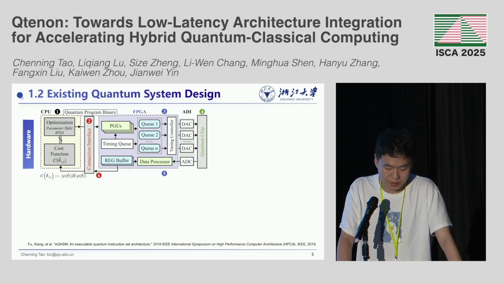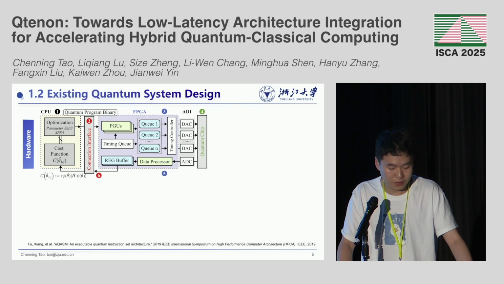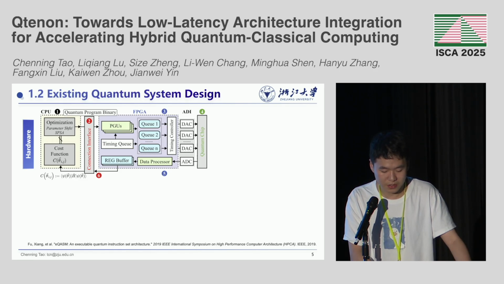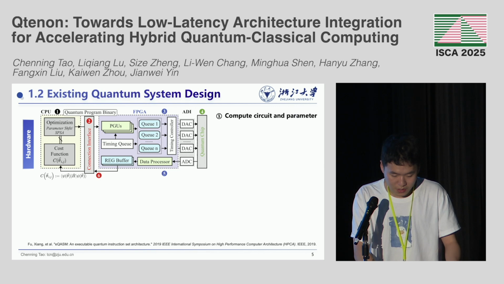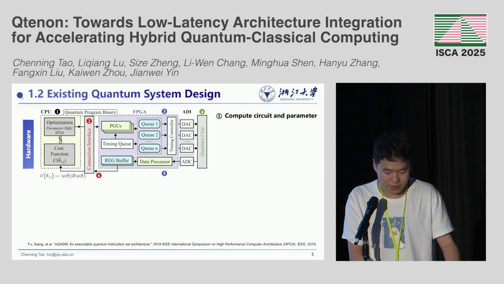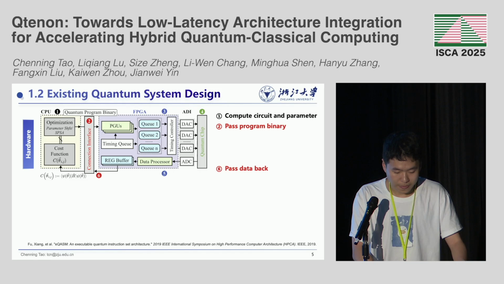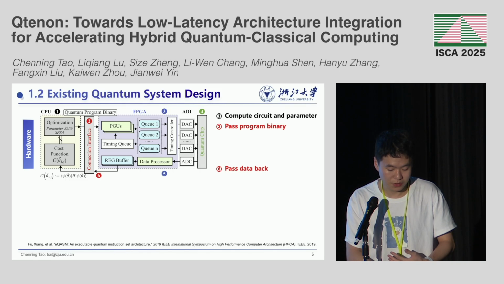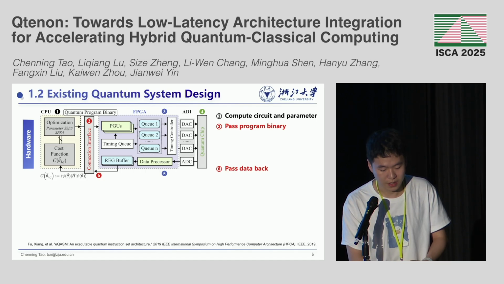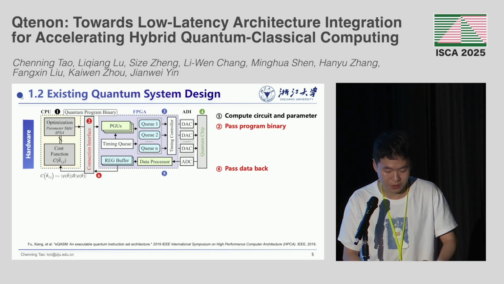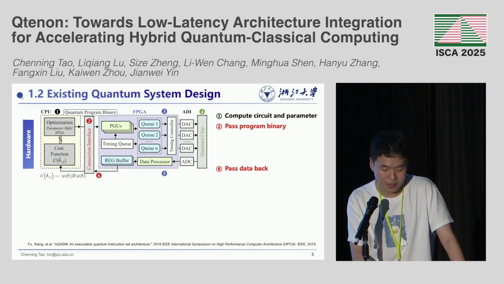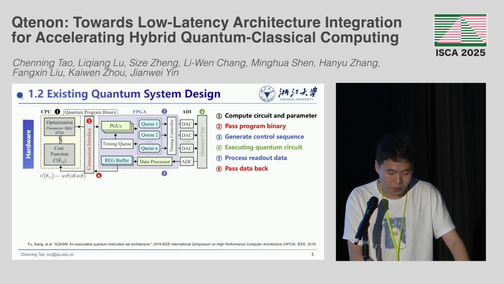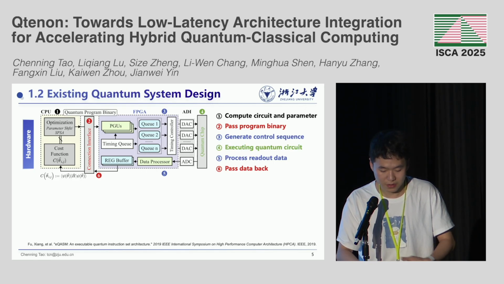On the hardware side, most systems follow a decoupled architecture, which usually consists of 3 parts and 2 connection interfaces. The host computes the circuit and the parameters, and passes the compute program to the FPGA controller, which will then translate high-level quantum programs into low-level pulse instructions and manage the communication with the quantum chip. And the quantum chip will execute the actual quantum circuit.